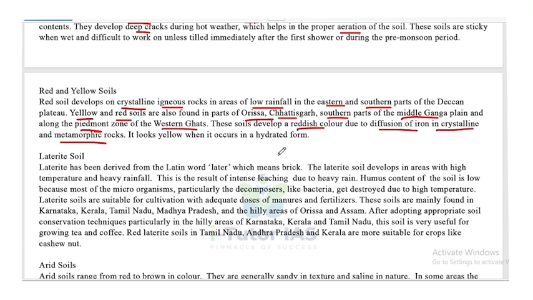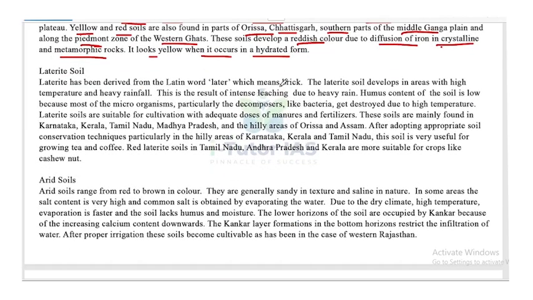These soils developed a reddish color due to the diffusion of iron in crystalline and metamorphic rocks. So why are they seen as red in color? Because of the diffusion of iron in crystalline and metamorphic rocks. It looks yellow when it occurs in hydrated form.